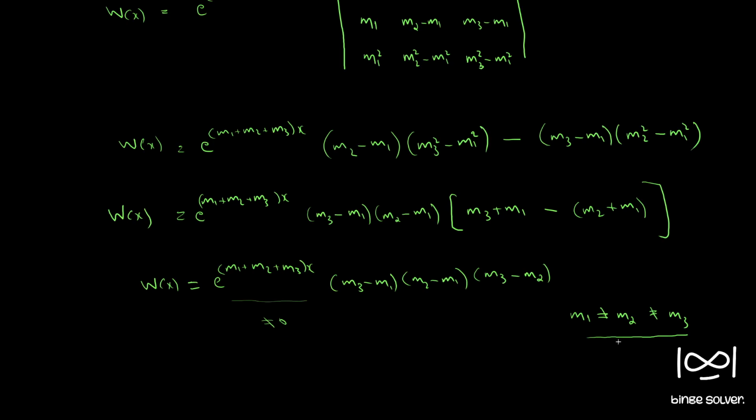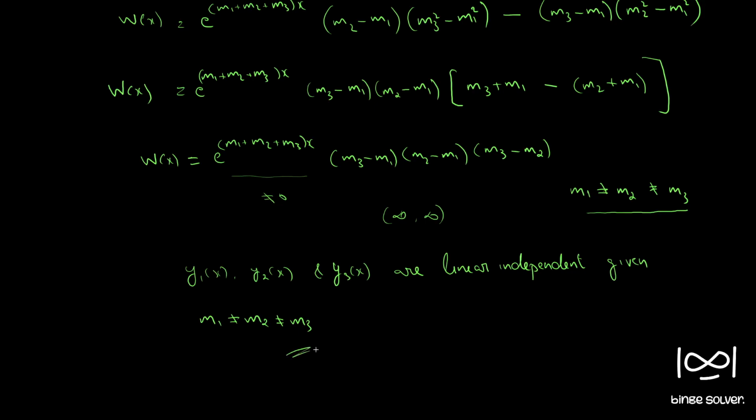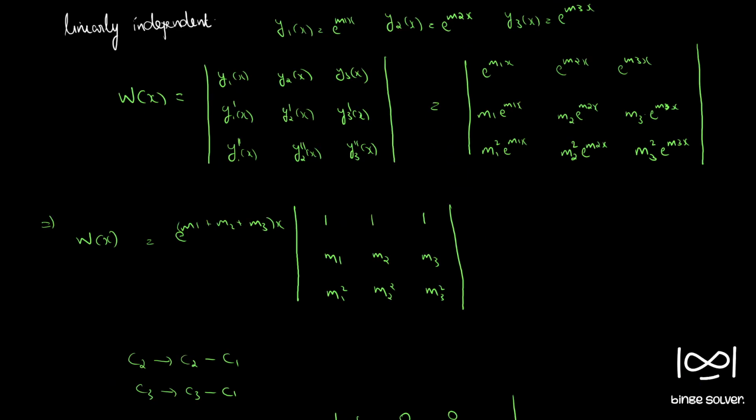So in such cases the Wronskian is not equal to 0 for any value of x on the interval minus infinity to infinity, and we can say that y1 of x, y2 of x and y3 of x are linearly independent, given m1 is not equal to m2, not equal to m3. So this is the solution to question 45.